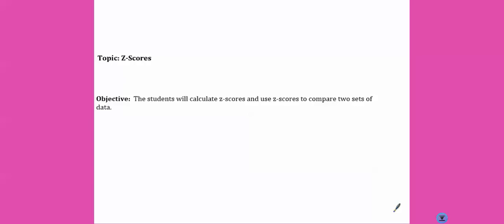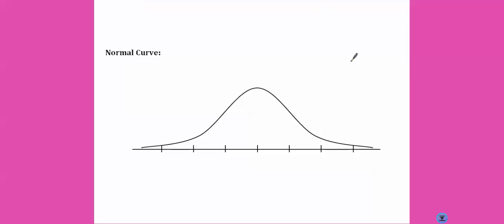Today we're going to be talking about z-scores, and our objective is that we will be able to calculate z-scores and use z-scores to compare two sets of data. So this is a picture of the normal curve. It's used in a lot of statistical analysis.